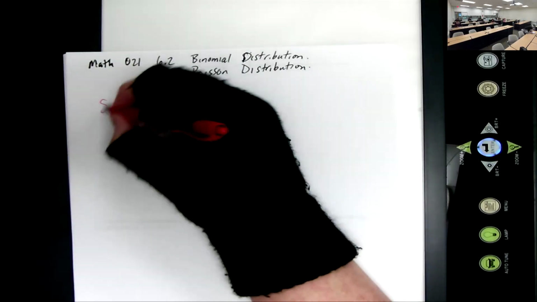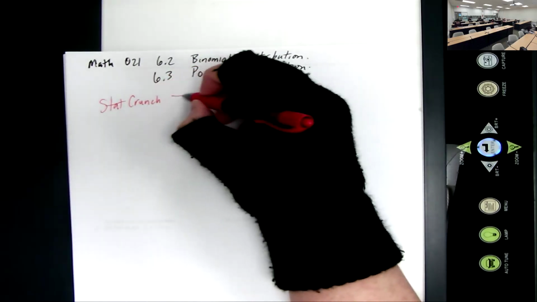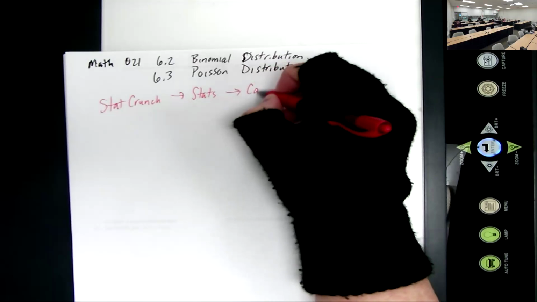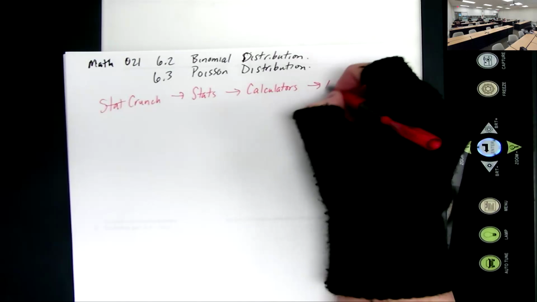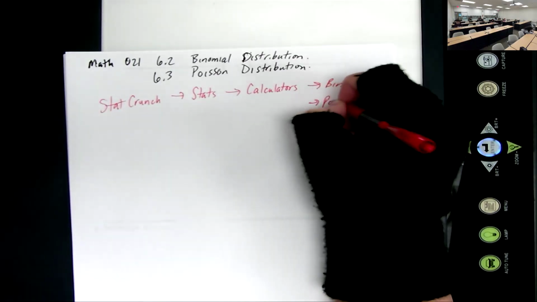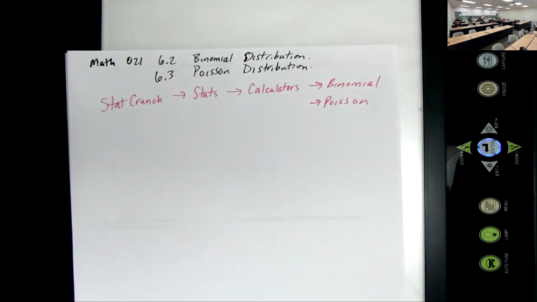The StatCrunch command for either of them is going to be Stat, Calculators. One of them will say binomial, and one of them says Poisson. That's handy. Same pattern. Just like 6.1 had Stat, Calculators, Custom. It's all down the same tree.